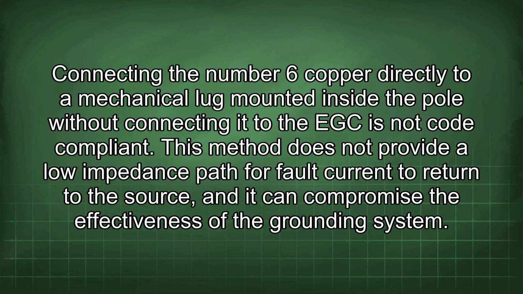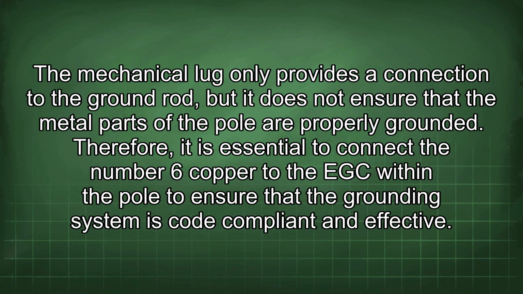Connecting the number 6 copper directly to a mechanical lug mounted inside the pole without connecting it to the EGC is not code compliant. This method does not provide a low impedance path for fault current to return to the source, and it can compromise the effectiveness of the grounding system. The mechanical lug only provides a connection to the ground rod, but it does not ensure that the metal parts of the pole are properly grounded. Therefore, it is essential to connect the number 6 copper to the EGC within the pole to ensure that the grounding system is code compliant and effective.